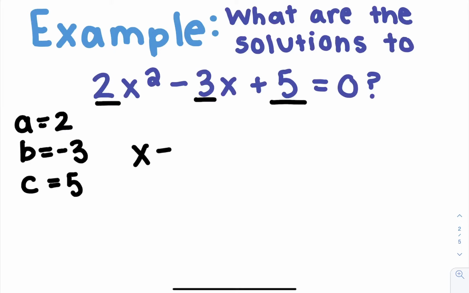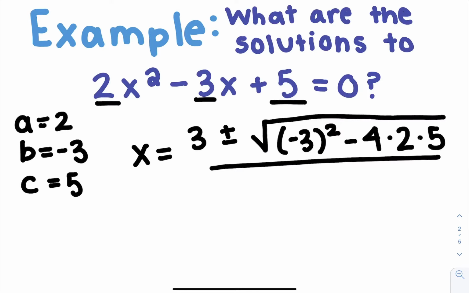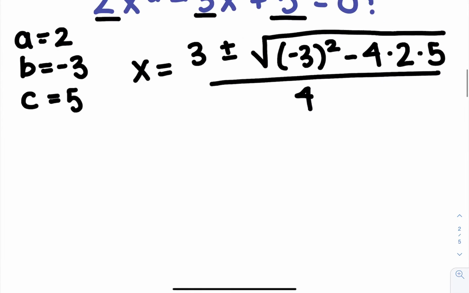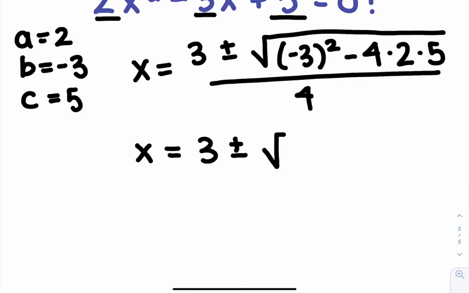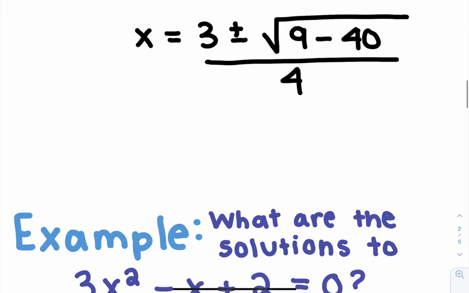So our solutions will be x equals negative b, which gives us a positive 3, plus or minus the square root of b squared, so negative 3 squared, minus 4 times a times c, all over 2a, which will give us 4. Now we're going to simplify, so we get x equals 3 plus or minus the square root of 9 minus, and then 4 times 2 times 5, we'll get 8 times 5, which is 40, all over 4. So far we're solving this the same exact way that we normally solve equations. Now I'm going to simplify.